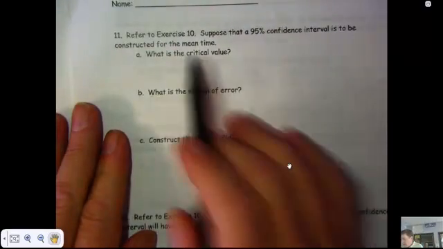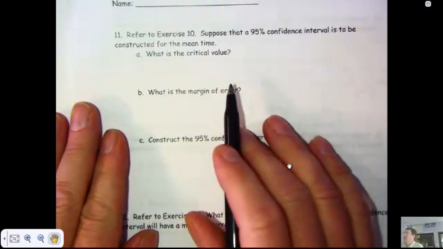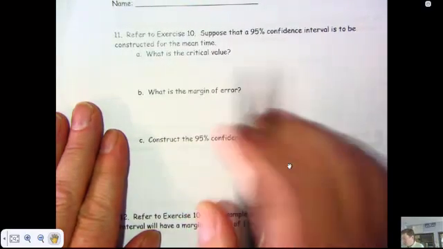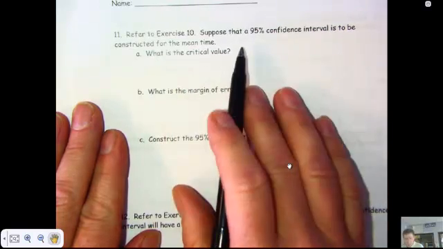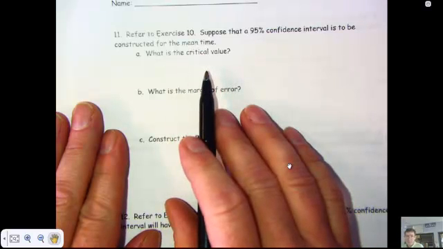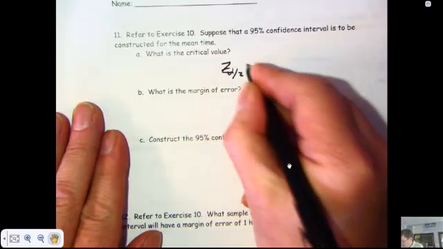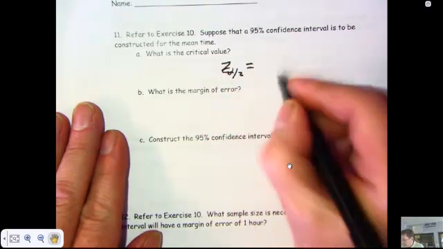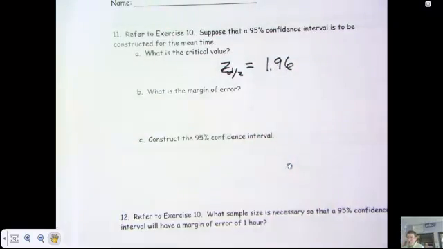All right, so number 11. It says back to question 10. Yeah, this continues it. I could have had more letters, I don't know why I did it like this. Suppose that 95% confidence intervals are to be constructed for the mean time. What's the critical value? It's just z alpha over 2. What's it for 95%? It is 1.96. I'm not going to try to trick you on that. You're going to see 1.96 used a lot on the test.